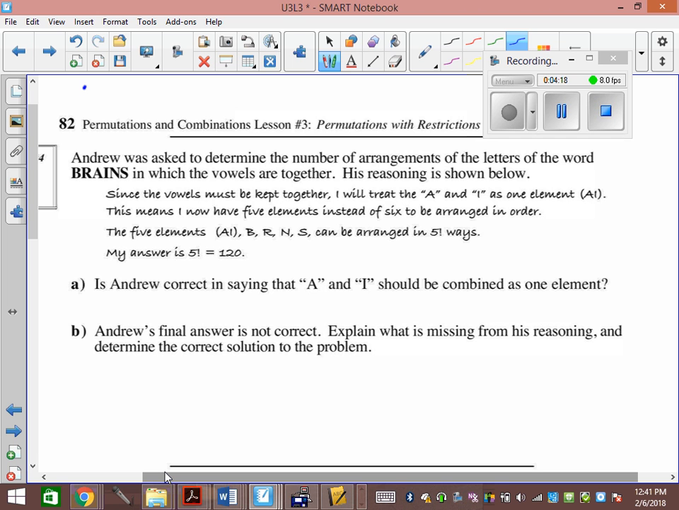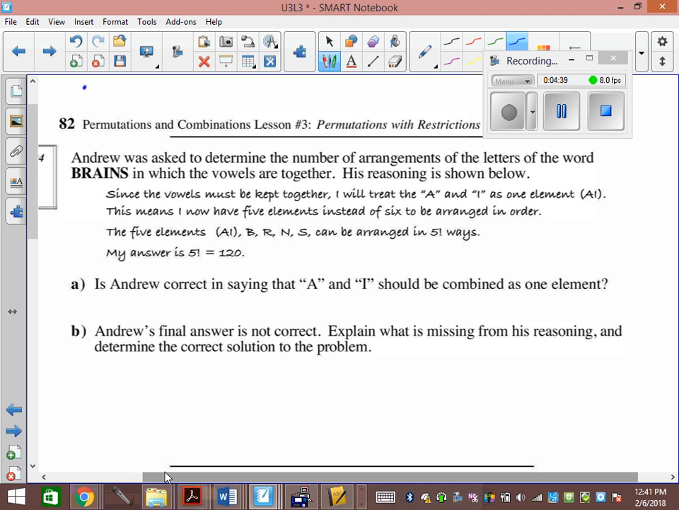Since the vowels must be kept together, I will treat the A and the I as one element, A-I. This means I now have 5 elements instead of 6 to arrange in order. 5 elements, A-I, B, R, N, S can be arranged in 5 factorial ways. My answer is 5 factorial. Is Andrew correct in saying that A and I should be combined?